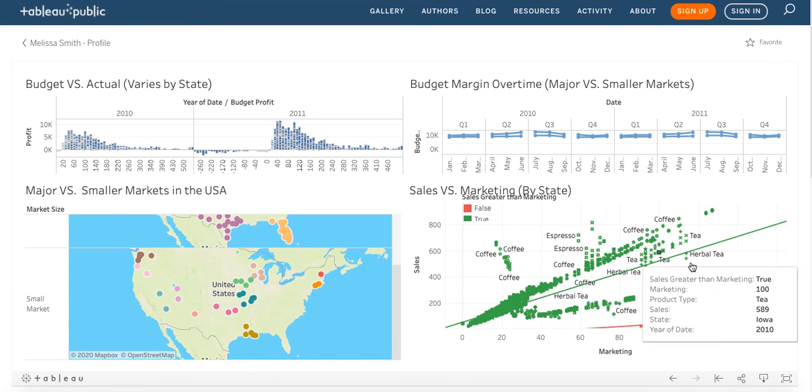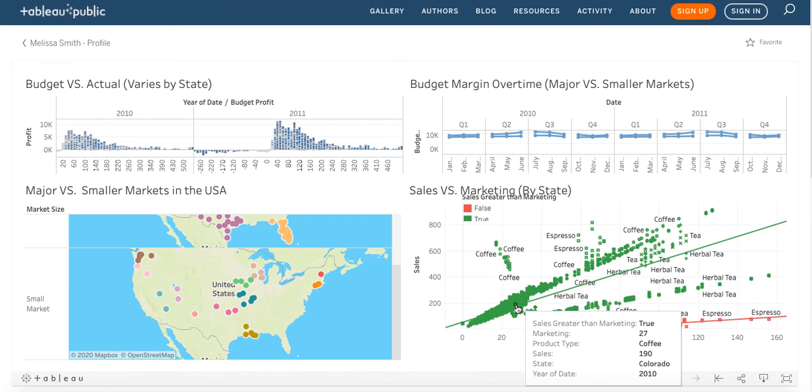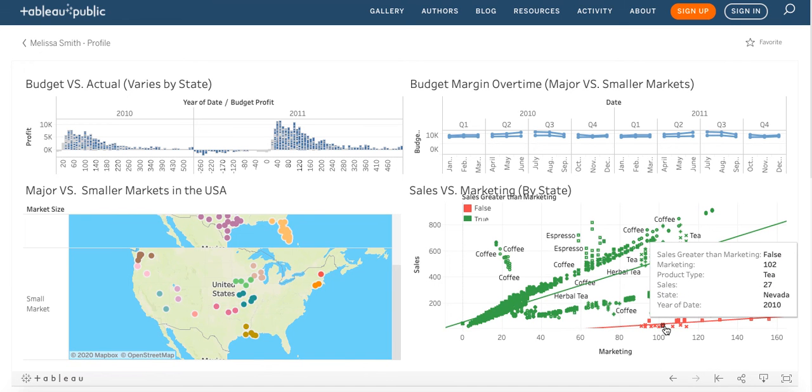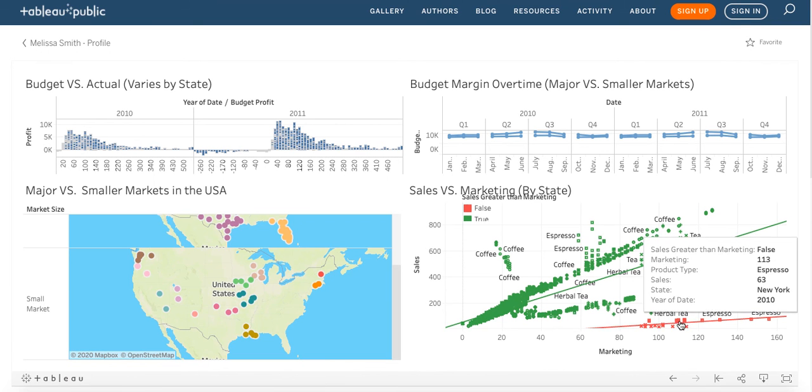Basically, green is good because you want the sales to be more than the marketing. Red, not so good, because marketing was a lot more than the sales. You're not making a profit if that's the case. So a lot of New York and Nevada, for some reason, had too much marketing and not enough sales, which is weird. I don't know why that is. But yeah, this is my fourth graph on my database.